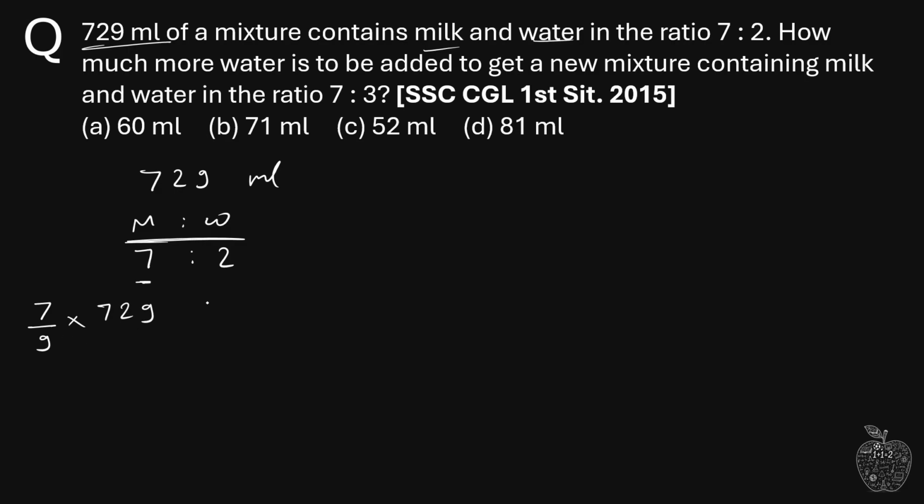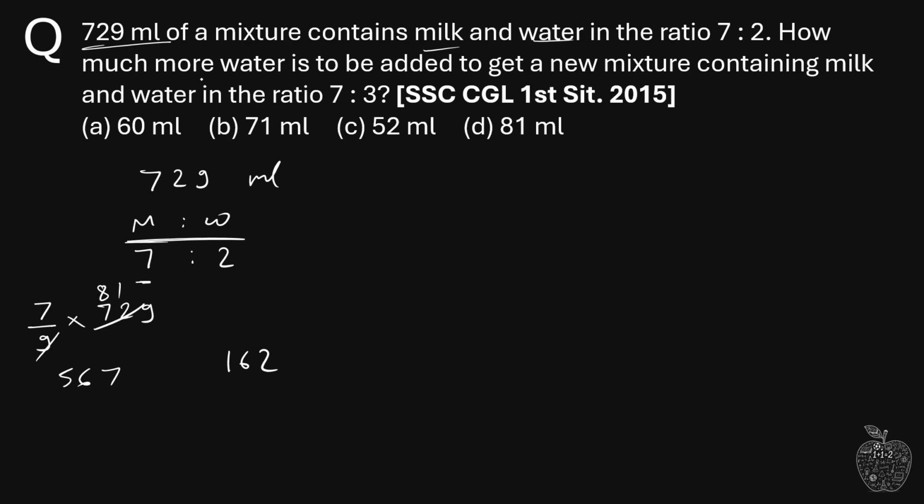So I get 9 8s are 72, 9 1s are 9, and 7 1s are 7, 7 8s are 56. So I have 567 ml of milk. So water here will be 729 minus 567, which would be 162, right? All right, so this is the value of milk and water here.